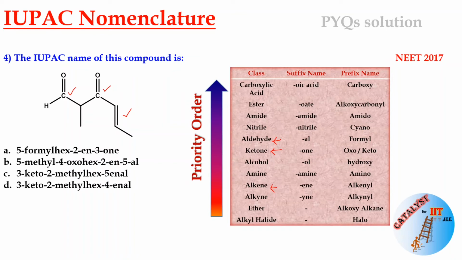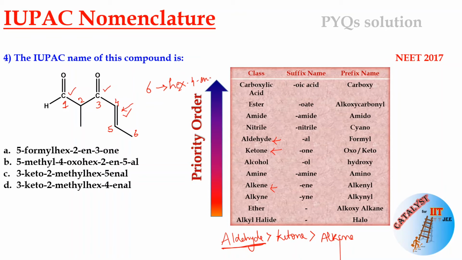So from this priority order it is clear that, among ketone and alkene, you have to give priority to your aldehyde. So you have to start numbering your parent chain this way: 1, 2, 3, 4, 5 and 6. 6 means hex. Okay, now because of this double bond, you have to add ene. So on fourth position the ene is present, so 4-ene.